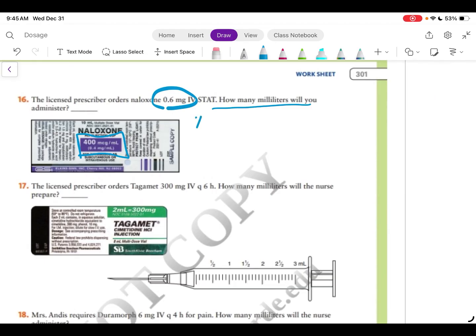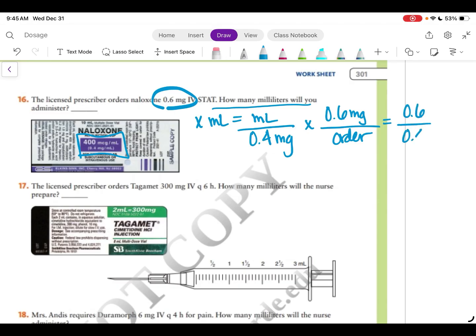So I'm going to do X mL, and I'm writing milliliter is equal to 0.4 milligrams. And then I multiply by my order, to figure out how many milliliters I'm going to give. Right, so 0.6 divided by 0.4 is 1.5. Right, that's it. You're done.